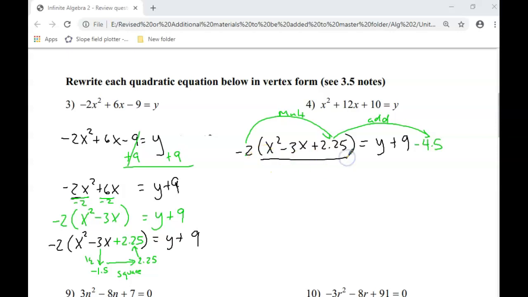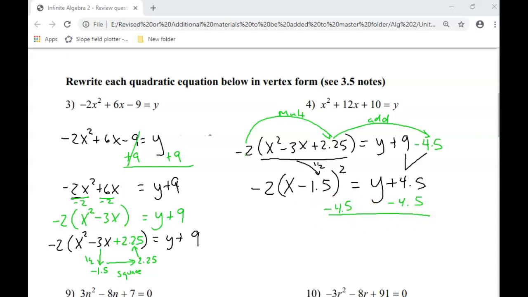Now, it's a perfect square trinomial, and I gave you guys a shortcut for that. The shortcut is it will always look like x minus something, squared. And that something will always be half of the middle number, so half of 3 is negative 1.5. Over here, we have y, and then combining these two together, you get 4.5. And then the last step is to just go ahead and move this 4.5 over to the other side.